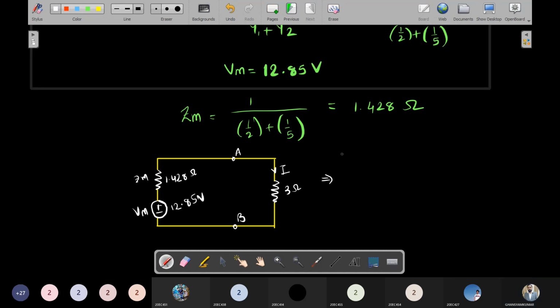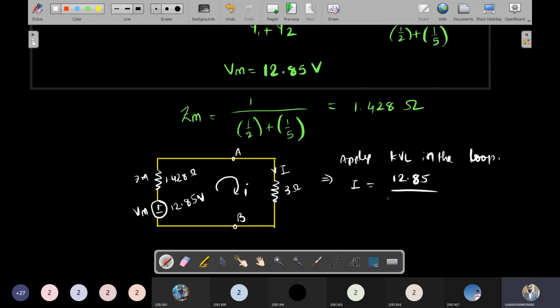Now apply KVL, because this is the loop where current I is flowing. What can you say? I equals V by R for series impedance, so 12.85 upon total R, which is 1.428 plus 3, because it is in series. Do the calculation and tell me the answer.